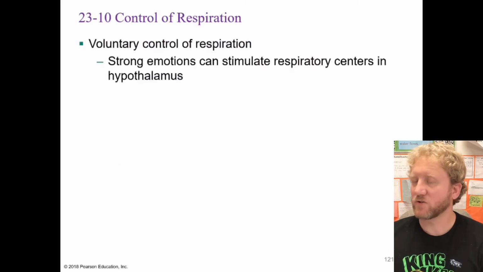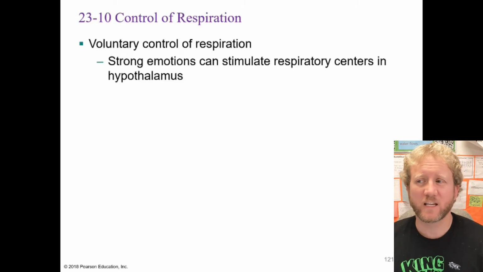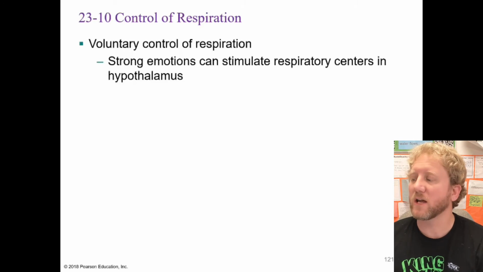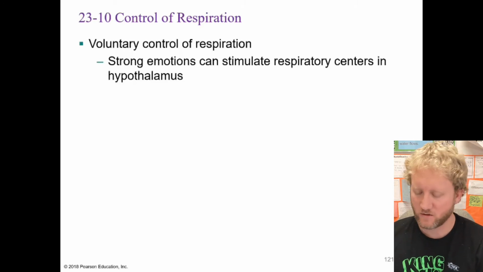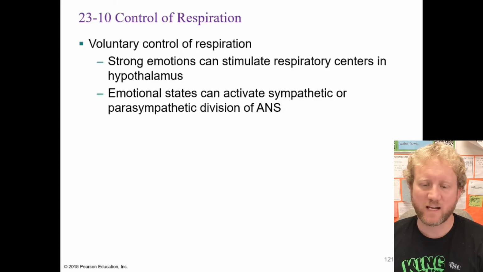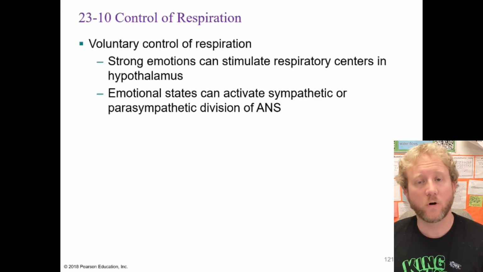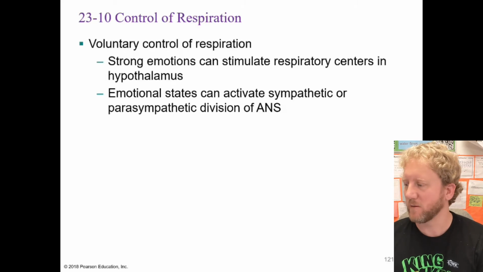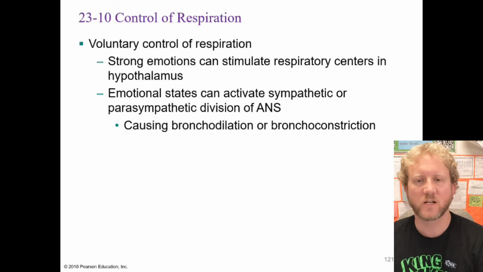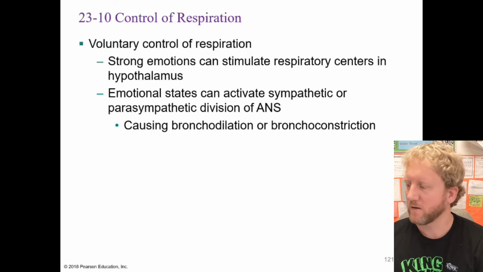All right, voluntary control of respiration. You can voluntarily control how fast or how slow you're breathing. Strong emotions can stimulate the respiratory centers of the hypothalamus, which can activate sympathetic or parasympathetic divisions of the autonomic nervous system, which can lead to bronchodilation in the case of the parasympathetic division or bronchoconstriction in the case of sympathetic activation.